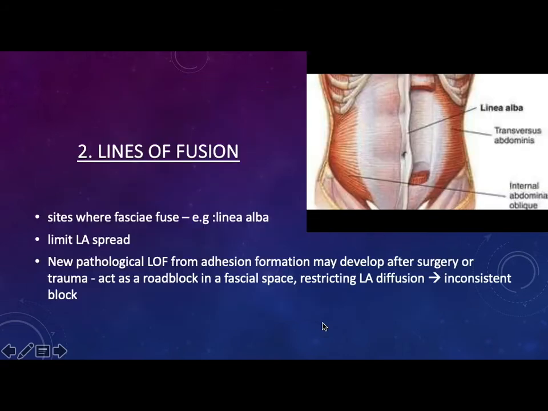Okay, the second factor affecting the consistency of the block is line of fusion. It is the site where fascia fuse, for example, the linea alba. It limits the LA spread, and new pathological lines of fusion from adhesion formation may develop after surgery or trauma. It can act as a roadblock in a fascial space, restricting LA diffusion, which leads to inconsistent block.